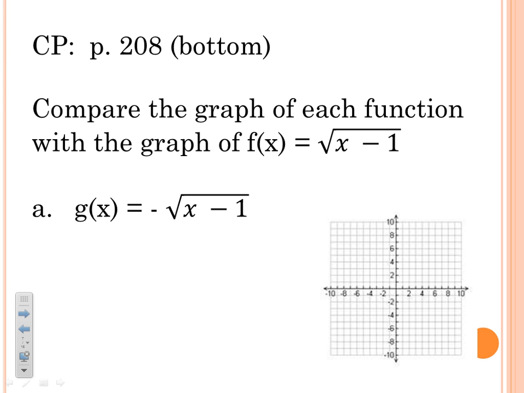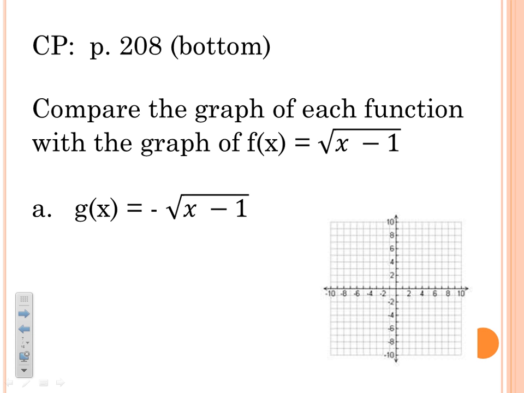So taking a look at this one, we have g of x is equal to negative square root x minus 1. Well, we have a parent square root function. Okay, again, if you need to, go back to page 202 and just get your head familiar again with what that parent function looks like. That one is D in the middle of that page. So it started at the origin and it kind of curved off just into the first quadrant.